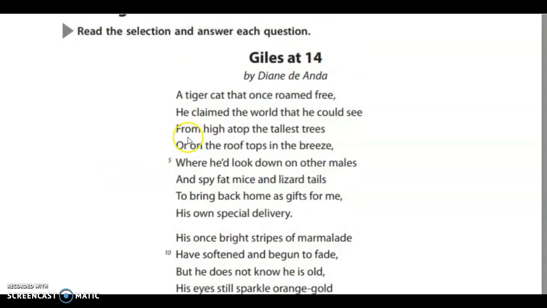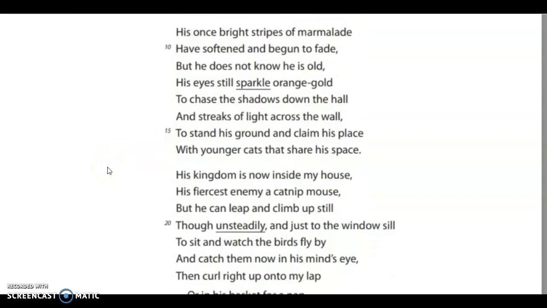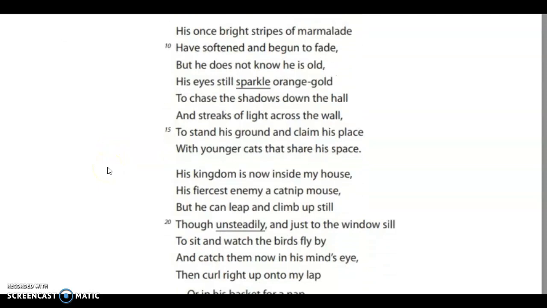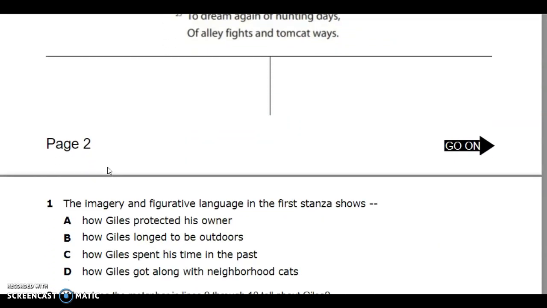So we know that this is about a tiger cat. So we read the questions and the passage. So that's UNR. The next part of UNREAL is the letter E. So we're going to go and eliminate wrong answers.